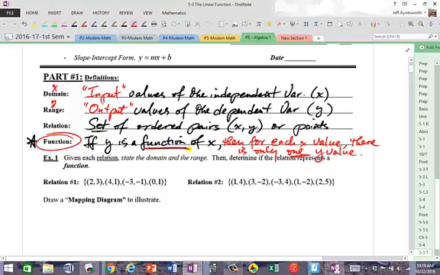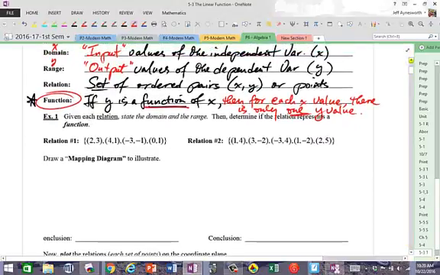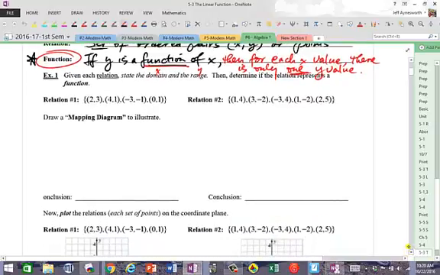All right, so let's get into what are called mapping diagrams, where we take a look at the domain and the range of each relation here, which is just a set of ordered pairs, and then apply the definition of a function. In example one, we are given a relation here. We want to state the domain, the x values, state the range, the y values, and determine if it represents a function. Is this relation a function? The best way to see it is what's called a mapping diagram. Everybody say mapping diagram. Okay, get a little crazy in here.